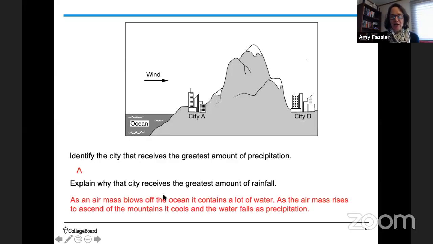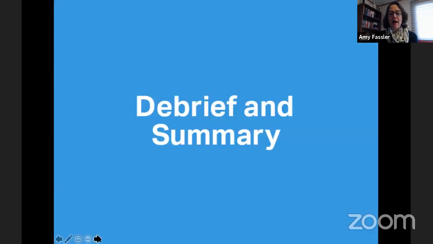And the explanation for that is that air mass that blows in off the ocean has a lot of moisture, has a lot of water. As the air mass rises to ascend or go over the mountains, it cools and the water falls as precipitation. It's really the greatest amount of detail that I need to provide there.